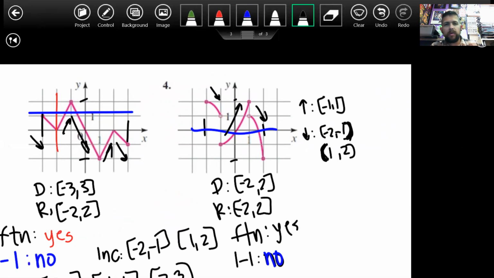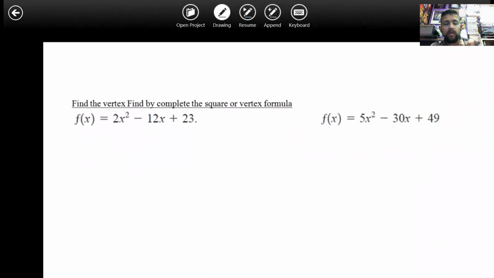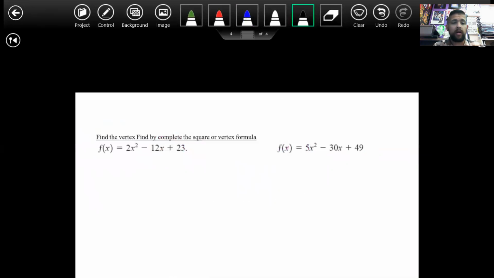So that's how you want to be able to do these, just be able to identify the types and values that we're looking for. So take care of that one. Pause it. If you need to go back, you can always do that. The next couple ones that we're going to be dealing with is complete the square or the vertex formula. I'm going to do one of each depending on what you guys want to do.